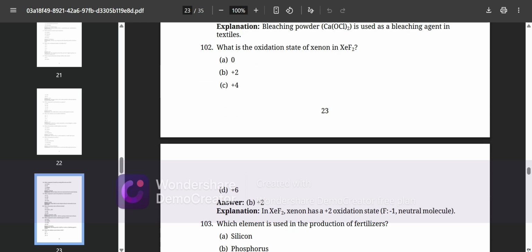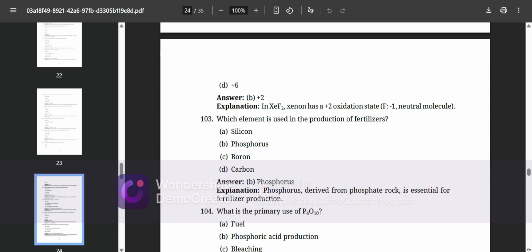What is the oxidation state of xenon in XeF2? In XeF2, xenon has a +2 oxidation state. F is equal to -1. Neutral molecule.